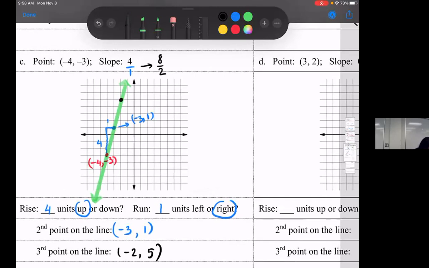So let me rise 8. From the red point, you rise 8 units. Let's count. 1, 2, 3, 4, 5, 6, 7, 8, and then go over 2. So rise 8 and go over 2, so 8 over 2. That's the point right there. What is that? (-2, 5). Good. See, that way you always guarantee you got the correct point.